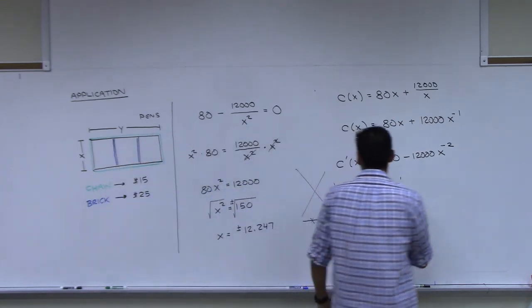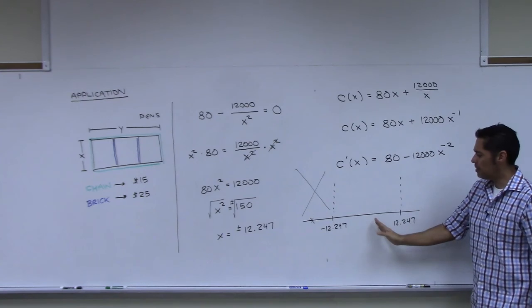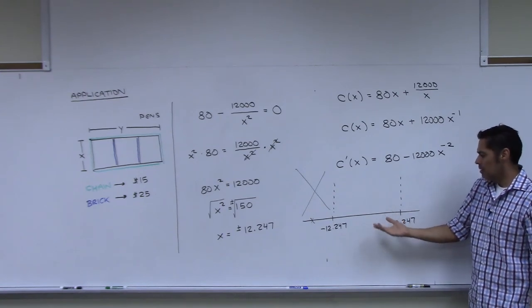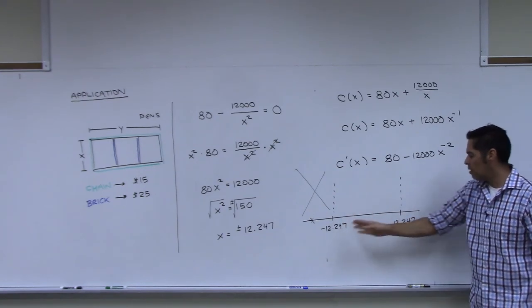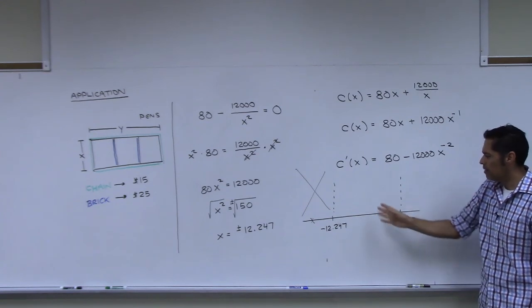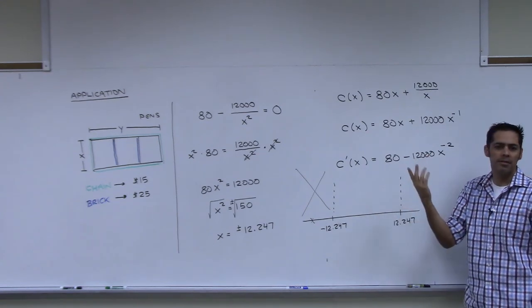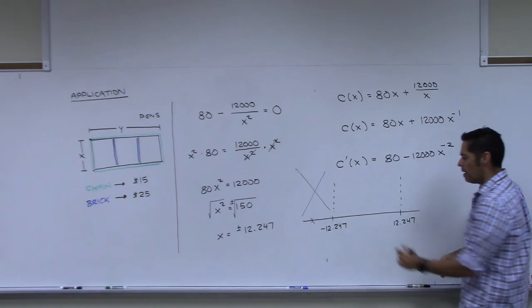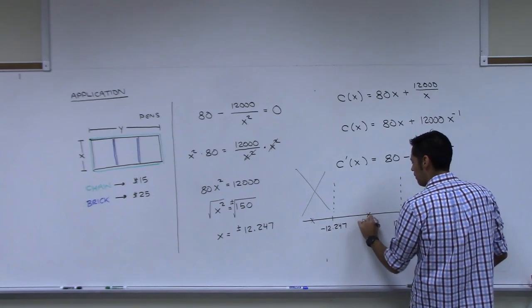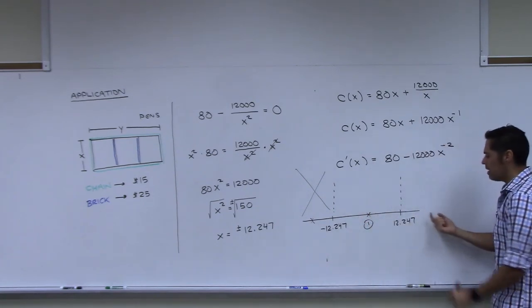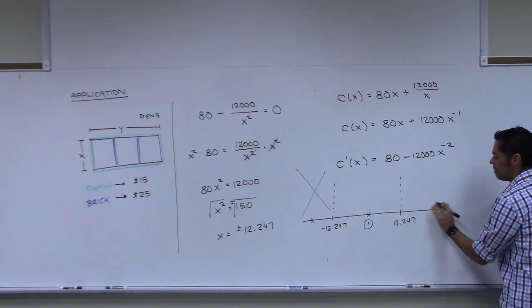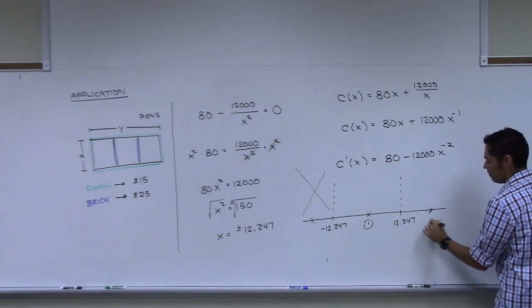But I should pick something over here. And, you know, I could pick any number in between negative 12 and 12, somewhere in there. I'm going to pick 1 because it's a nice little positive number. Is that all right with you? And then over here I need to pick another number. What should I pick? 13 is fine.